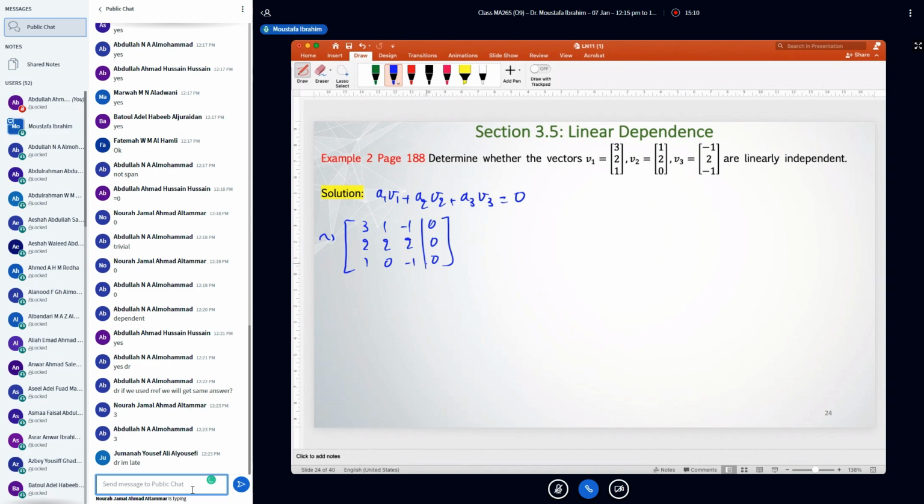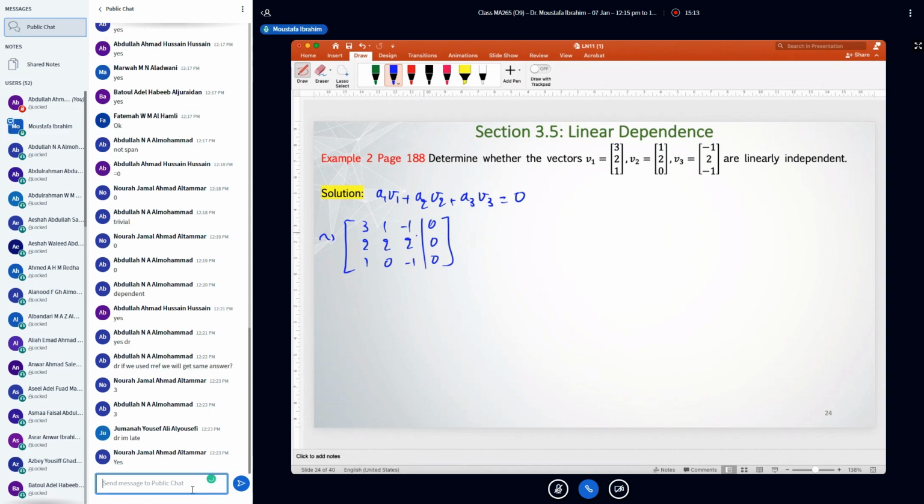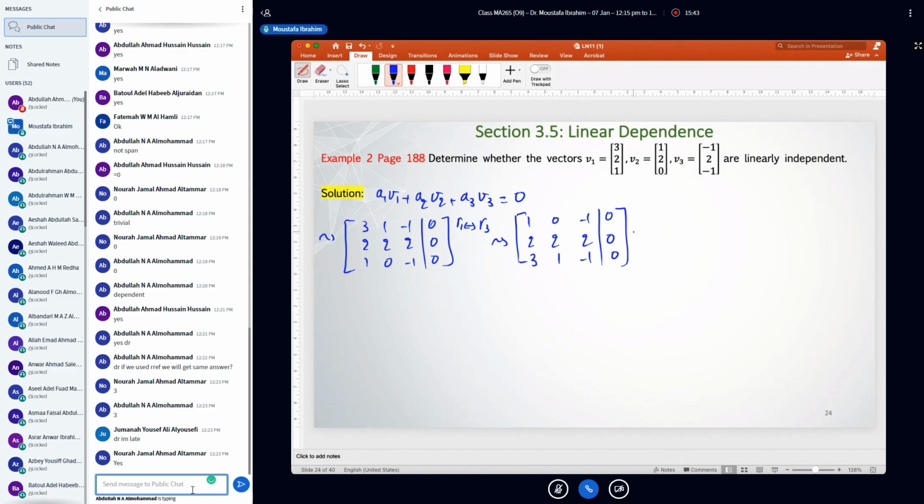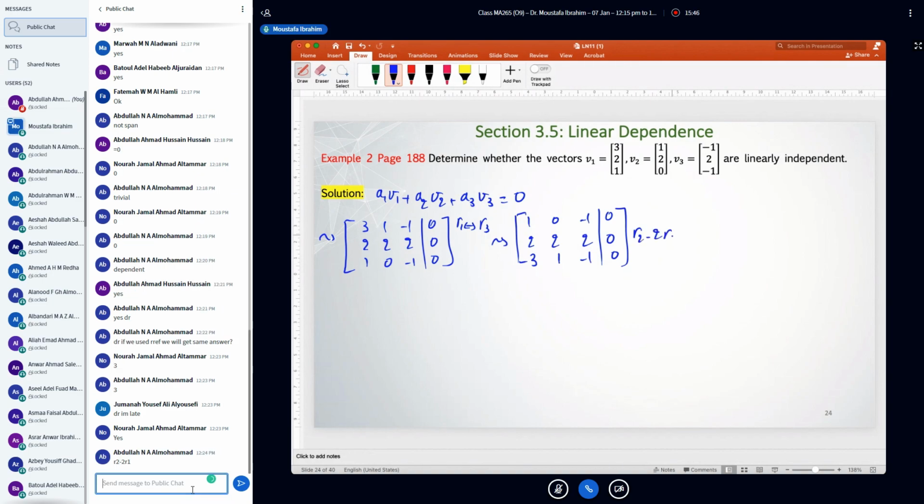Okay, Romana, don't worry. Now, look, we have one leading one, but in the wrong location, so we interchange R1 and R3. So we get 1, 0, -1, 0, 2, 2, 2, 0, 3, 1, -1, and 0. Now we have the leading one. We have to cancel everything below the leading one. So R2 minus 2 R1, very good. R3 minus 3 R1.